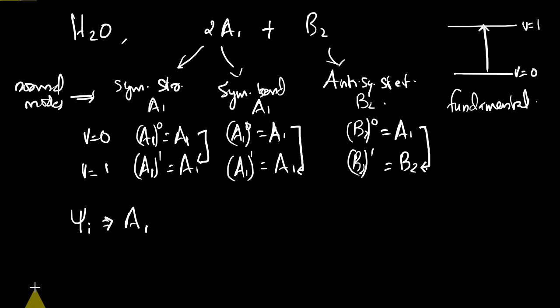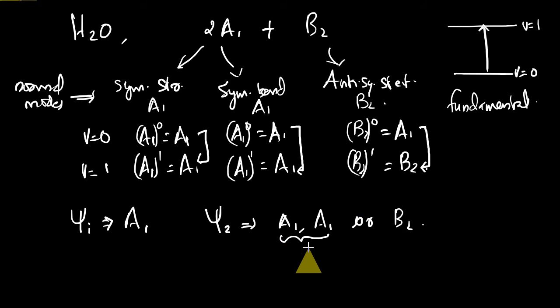So psi i has the symmetry A1 in all cases. But the psi f can be A1, A1 or B2. Okay. For the first two, meaning symmetric stretching and symmetric bending, it is A1. And for the last one, that is anti-symmetric stretching, it is B2. The final state is B2. So now you know how to assign the symmetry of the various vibrational levels, or symmetry corresponding to psi i and psi f. This is very easy. Look at the character table. You can assign the symmetry corresponding to various vibrational levels.